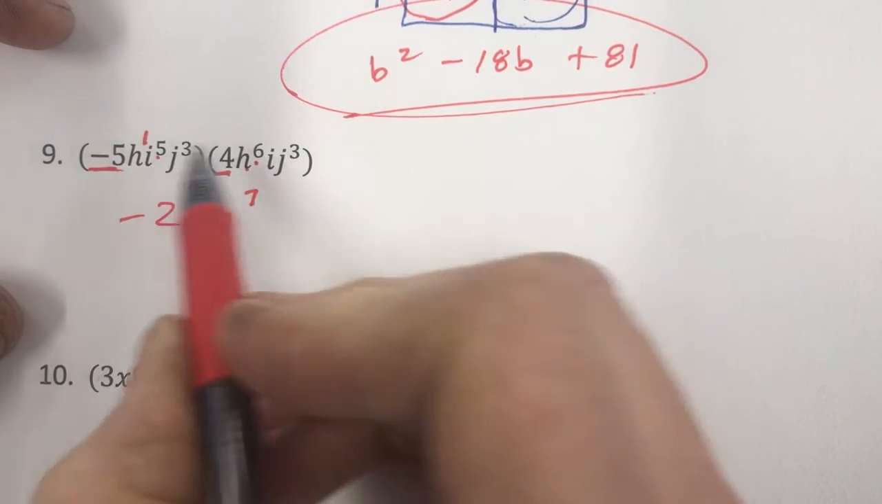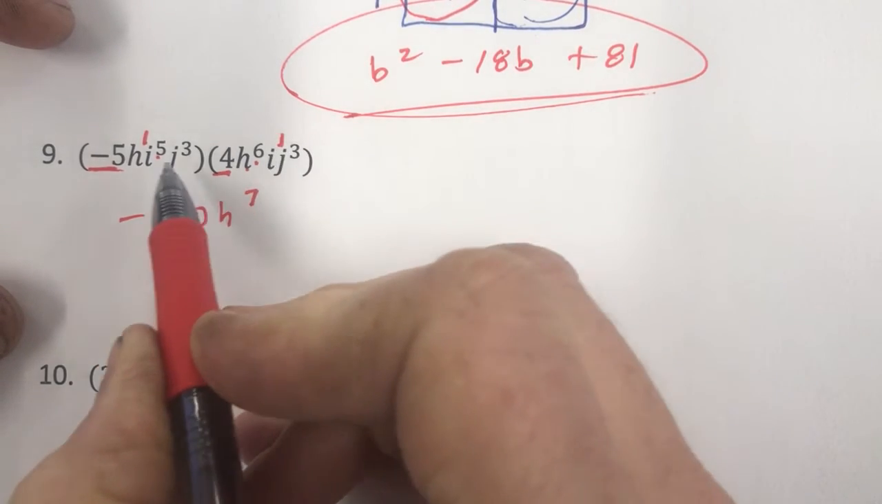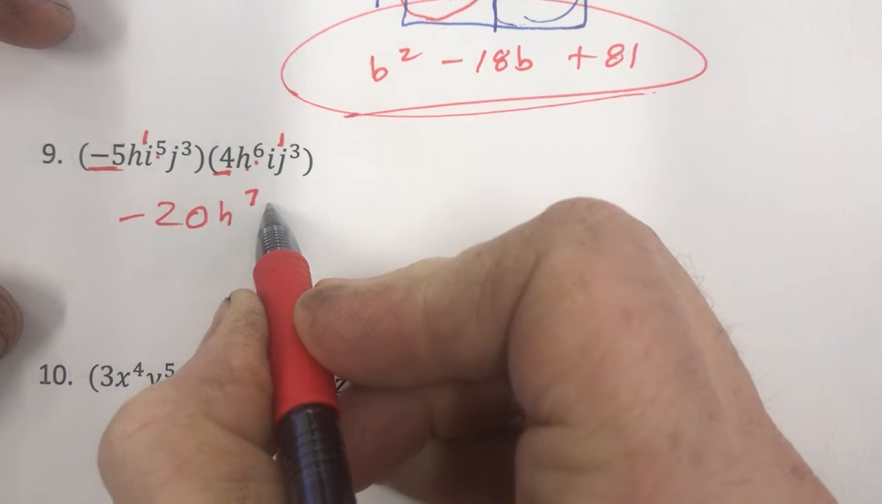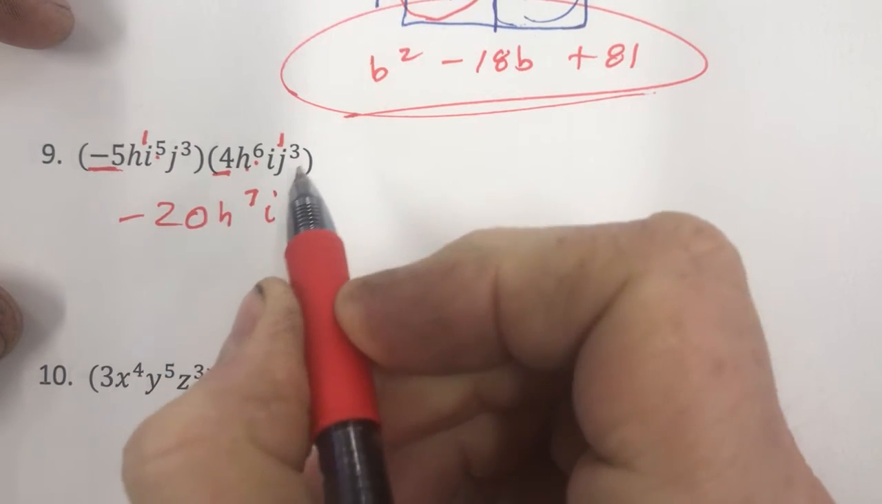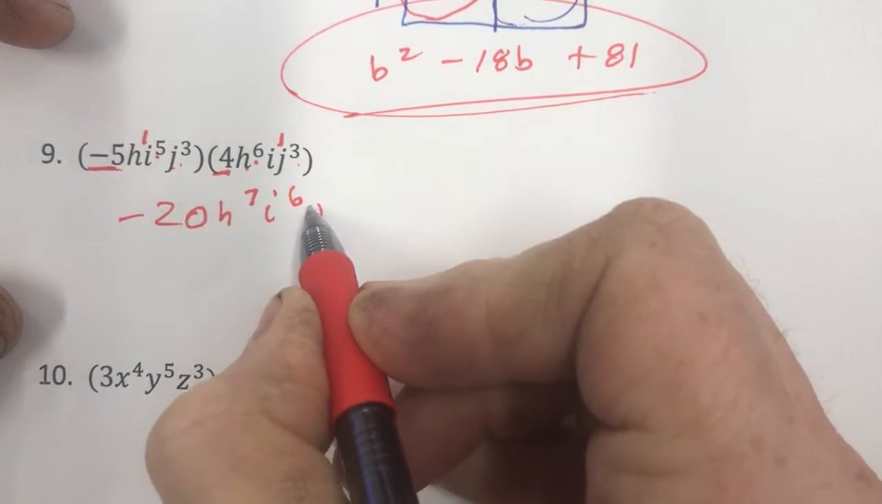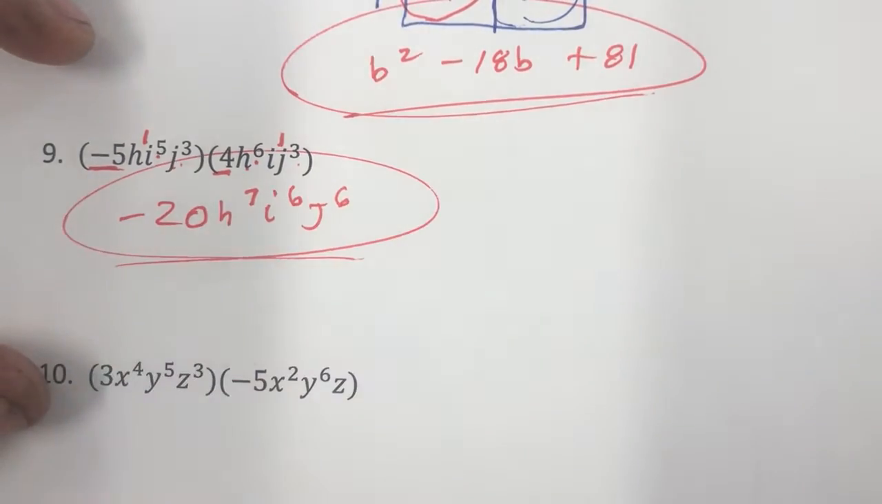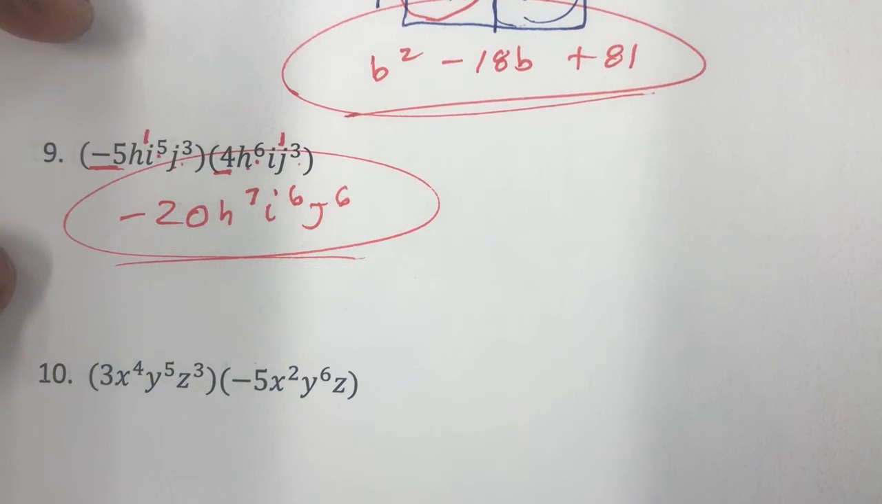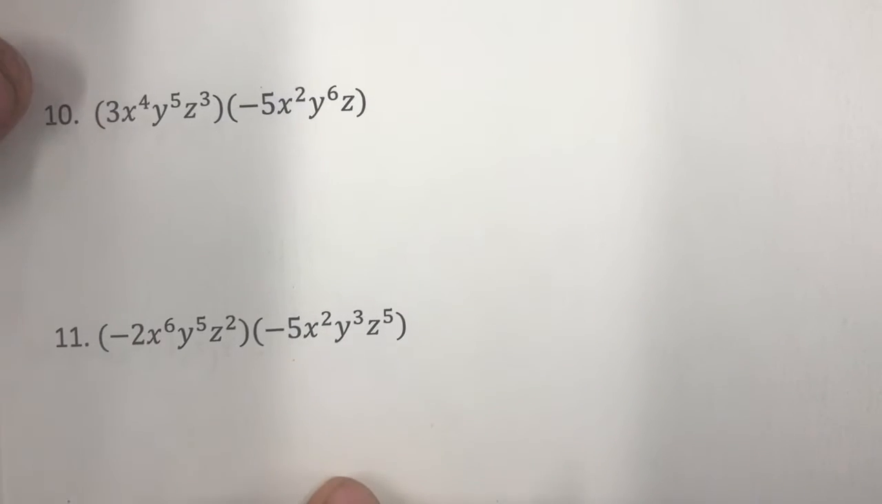Then I've got i to the 5th and i to the 1. So 5 plus 1 would be 6, that'd be i to the 6. Then I got j to the 3 and j to the 3, 3 plus 3 is 6, that'd be j to the 6. And there you go, that's what I get when I multiply that. So that's not too bad. There's a couple more of those like that. Number 10.